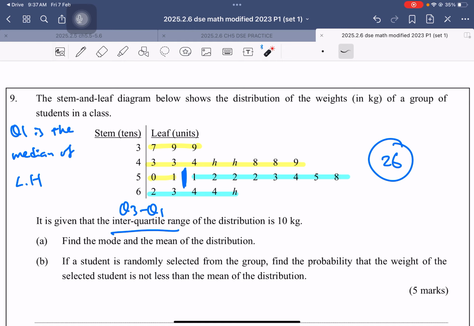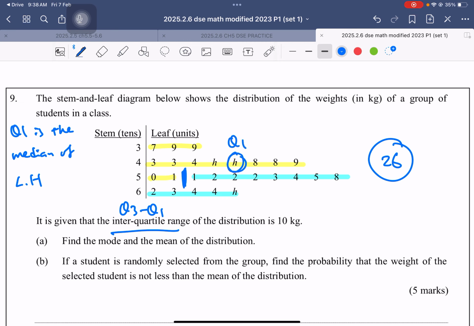13 divided by 2 gives you 6.5. So you need to take the 7th. If that is 6.5, then you round up to 7. So you take the 7th number. Which one is the 7th? So we have 1, 2, 3, 4, 5, 6, 7, 8. So it's this H. Okay, that's our Q1.